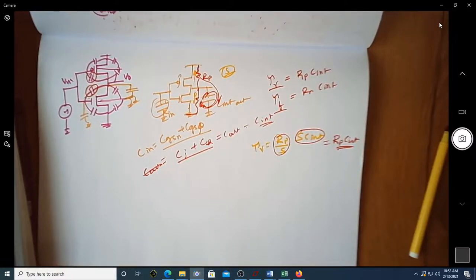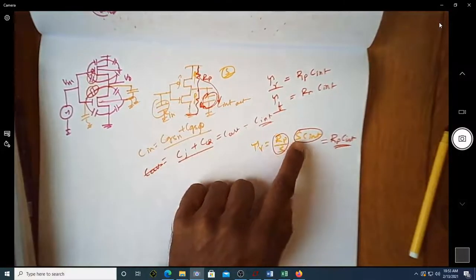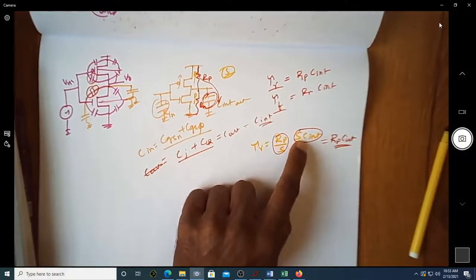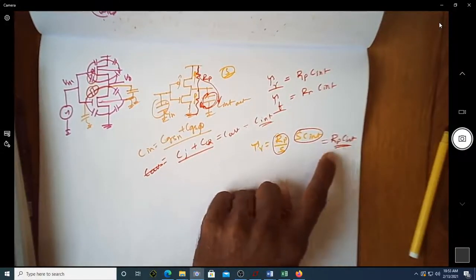What do you mean by intrinsic inverter? Which is not connected to any load. If you're not connecting any load, this is how it is affecting. So the scaling will not affect it at all.